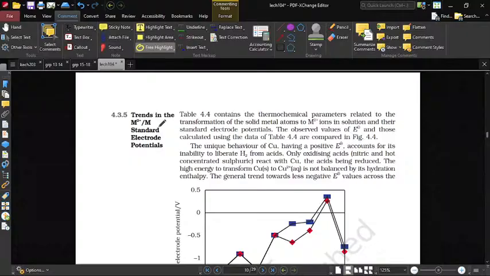Trends in M2+/M and M3+/M2+ standard electrode potentials. Table 4.4 contains thermochemical parameters related to the transformation of solid metal atoms to M2+ ions in solution and their standard electrode potentials. The observed values of E° and those calculated using data of Table 4.4 are compared in figure 4.4.